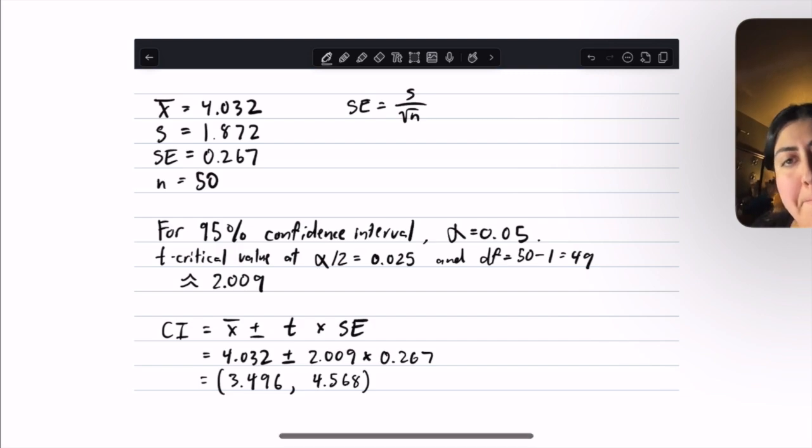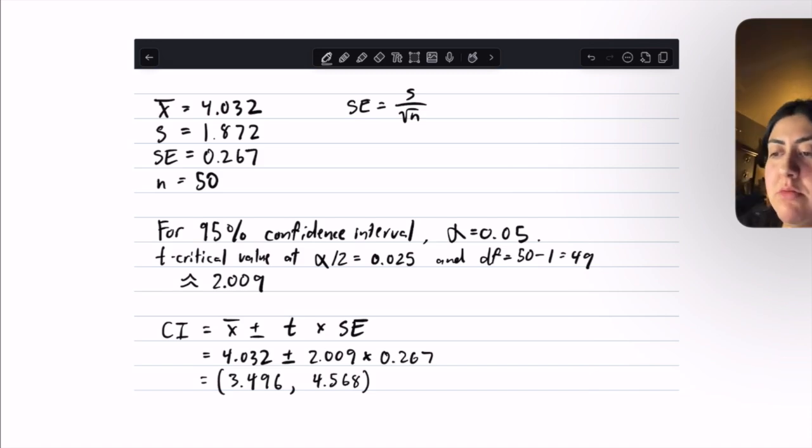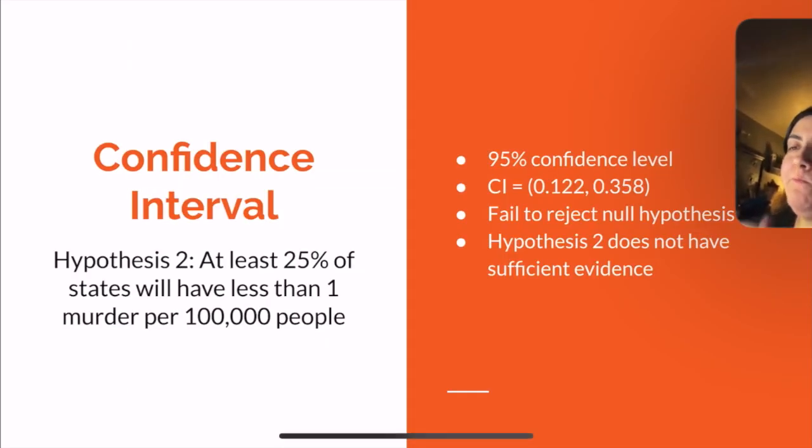And here is the math I did to find the confidence interval. We first find the average and the standard deviation, and then using that, we can find the standard error using that formula. And then the formula for a confidence interval is the average plus or minus t times the standard error. And this second part is also known as the margin of error.